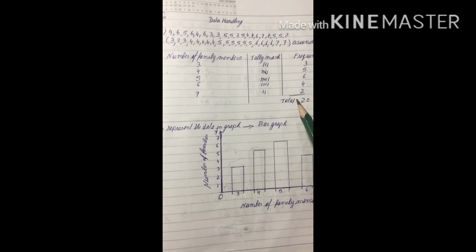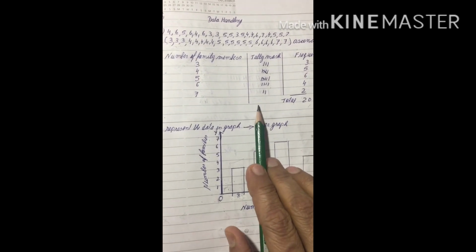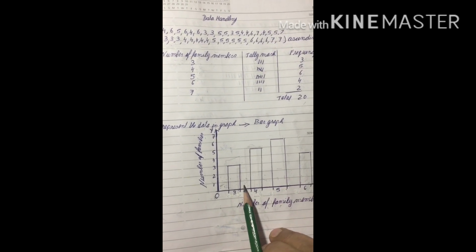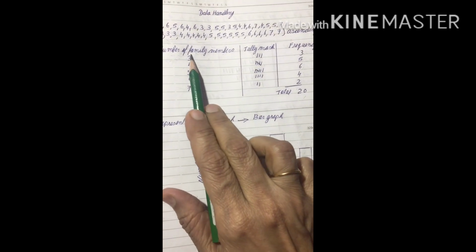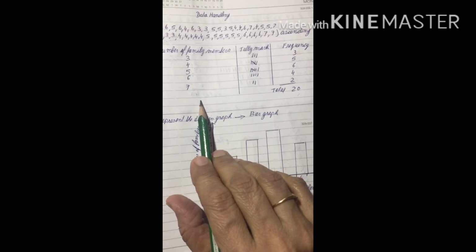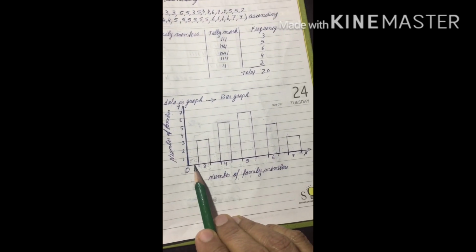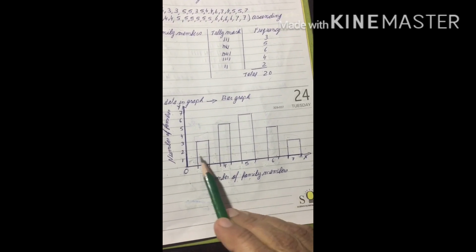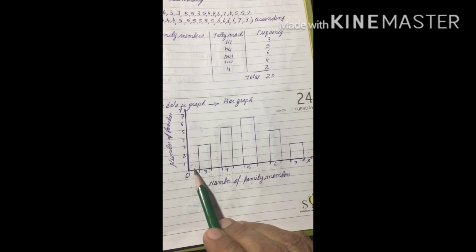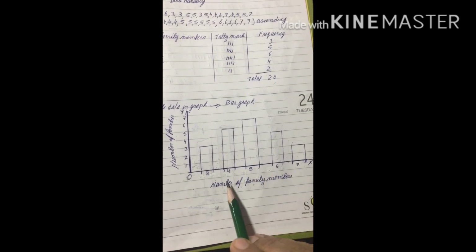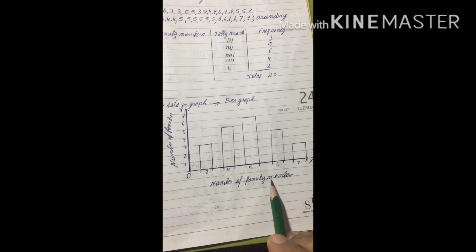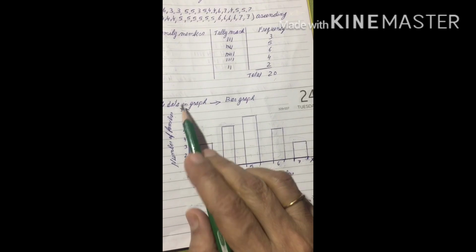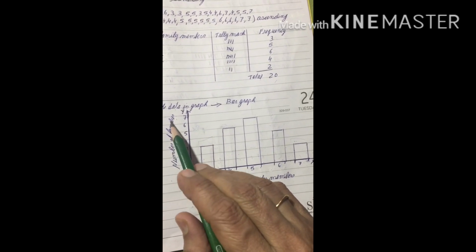Now today we will learn how to represent this data with a graph. Now you can see here the data is not in the class interval, so we can draw the bar graph. Now for the bar graph, the first step is draw OX axis and OY axis. Now on OX axis write number of family members, and on OY axis write number of families.